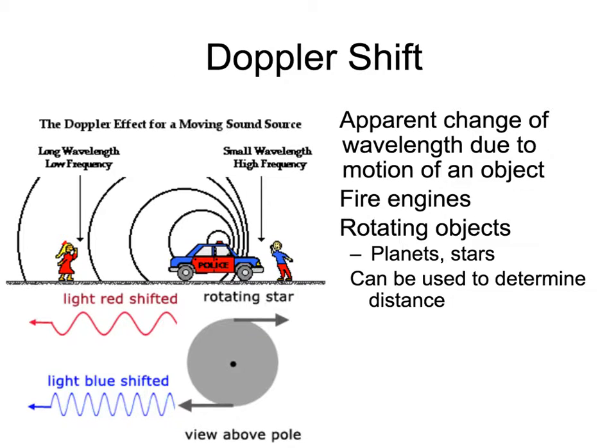So the Doppler shift is another way of expressing our wavelengths. Remember that Doppler shift has to do with sound, whereas for visible wavelengths we could see it in redshift, which is what you guys did in the lab. The Doppler shift is the change of wavelength due to the apparent motion of an object. Examples would be fire engines, and we can apply that to astronomical objects such as rotating things like planets and stars. We can use it to determine distance. This is also used to determine if a star has an extrasolar planet orbiting around it.